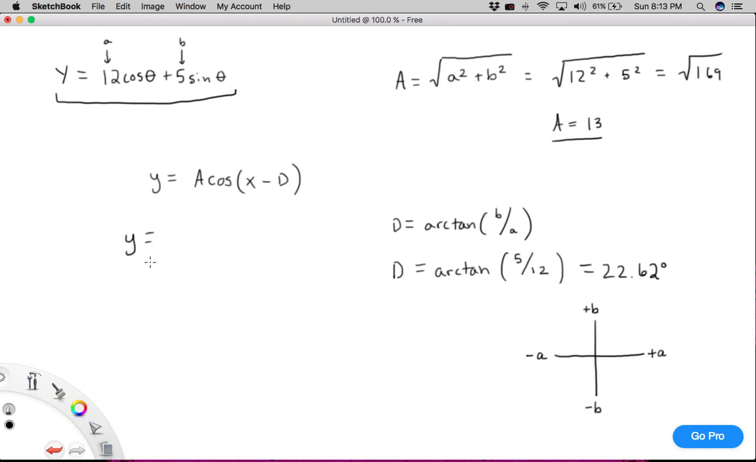So our single sinusoid is going to be 13 cosine of theta minus 22.62 degrees. And this will be our answer.